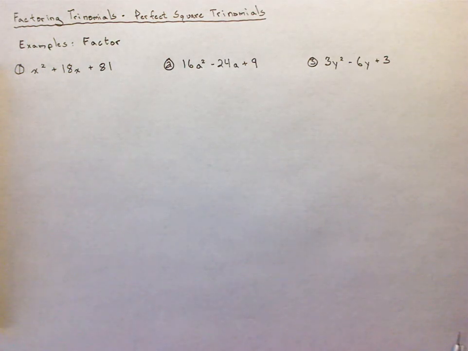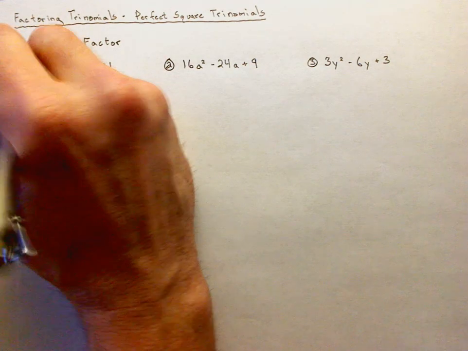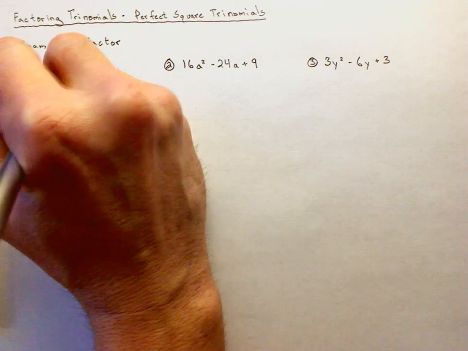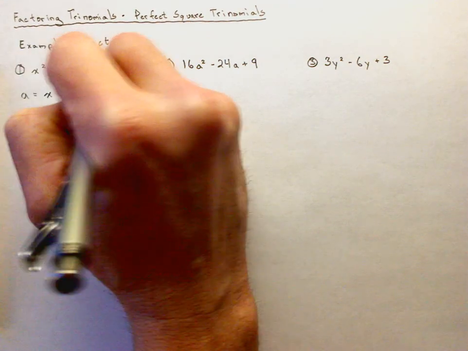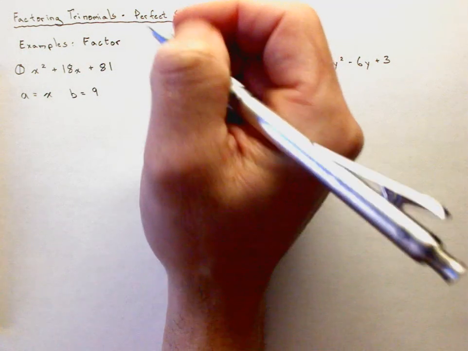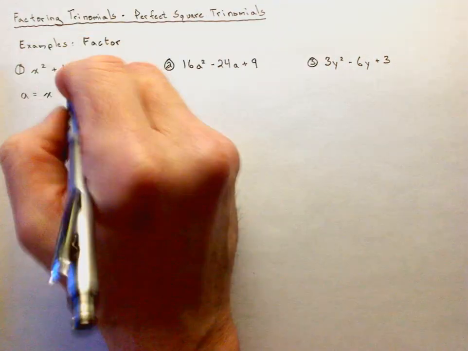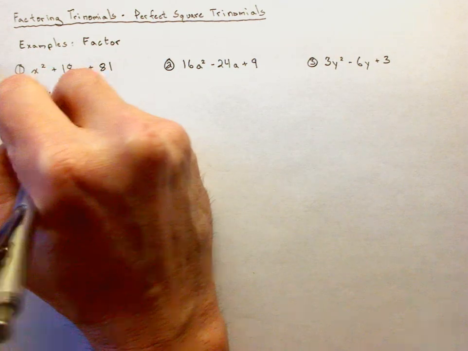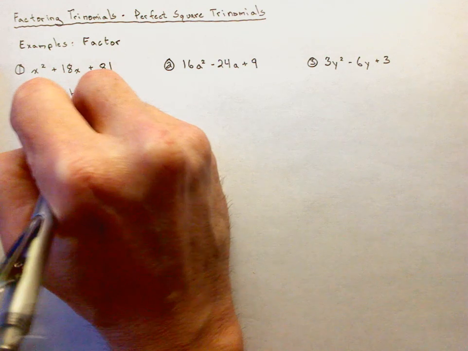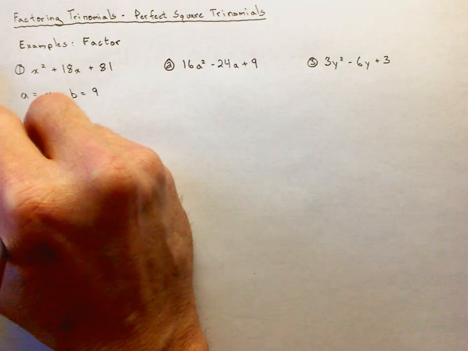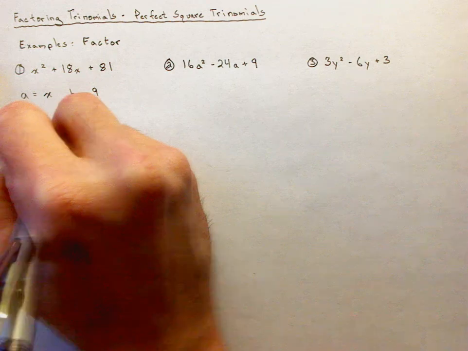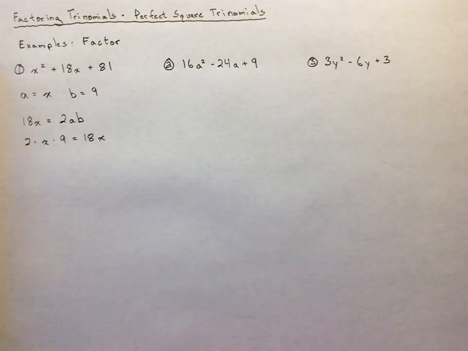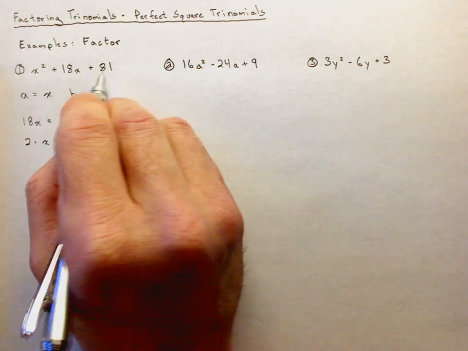Okay, for the first one, I'm going to identify a and b. Well, a here is simply x and b is 9. So I'm going to look at my second term, 18x, and does that equal 2 times a times b? So 2 times x times 9, it does equal 18x. So this is a perfect square trinomial.